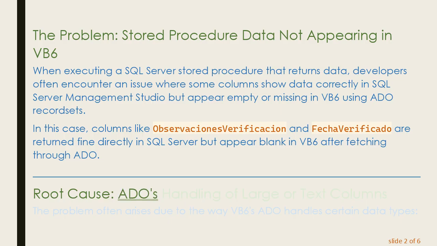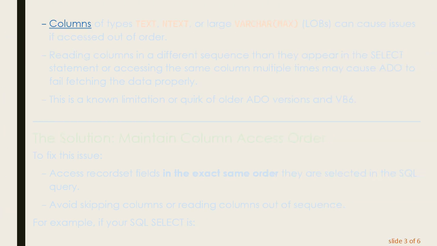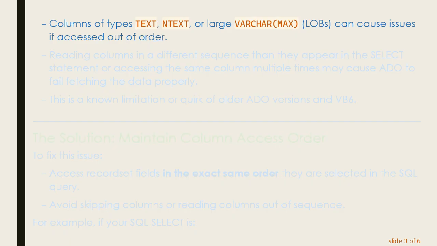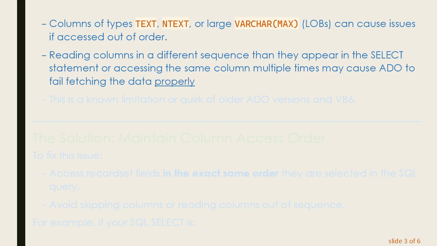Root cause: ADO's handling of large or text columns. The problem often arises due to the way VB6 ADO handles certain data types. Columns of types text, ntext, or large varchar(max) LOBs can cause issues if accessed out of order. Reading columns in a different sequence than they appear in the select statement, or accessing the same column multiple times, may cause ADO to fail fetching the data properly. This is a known limitation or quirk of older ADO versions in VB6.